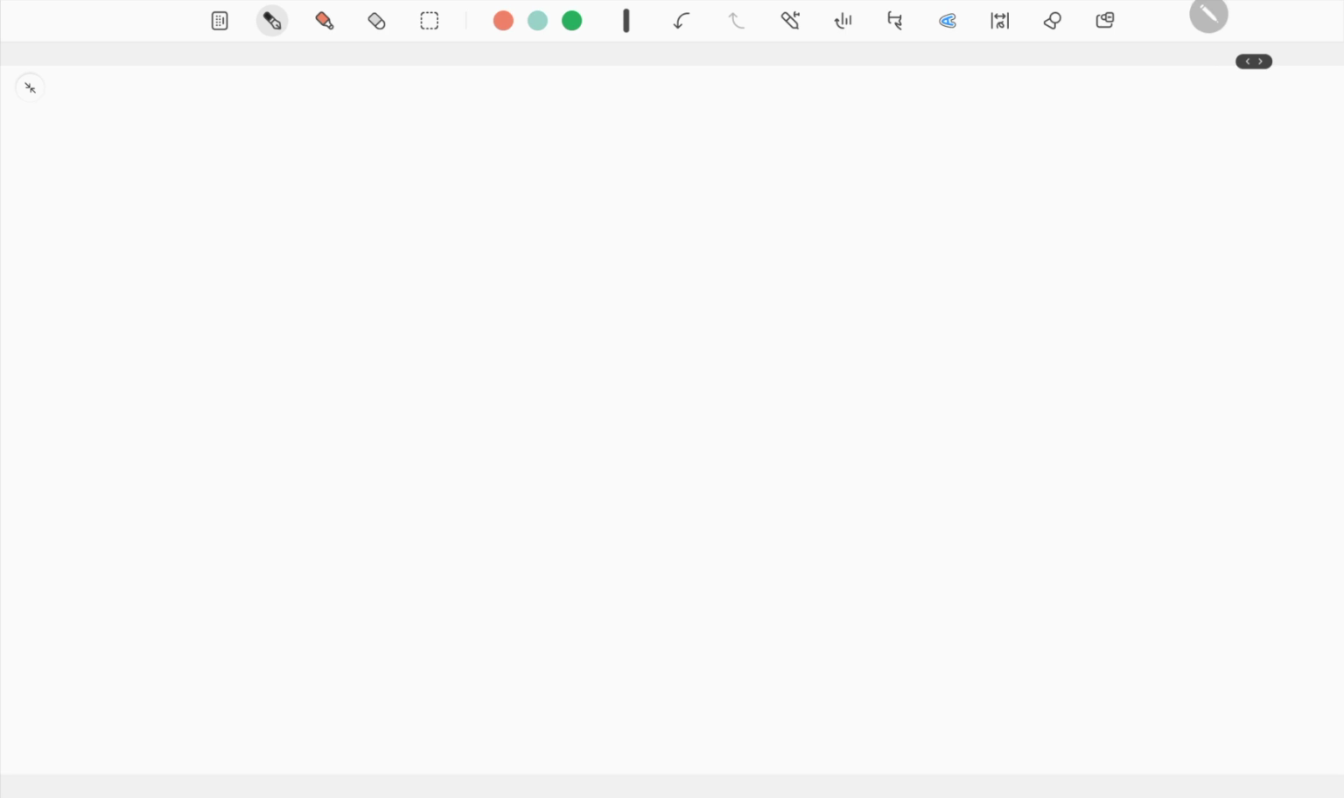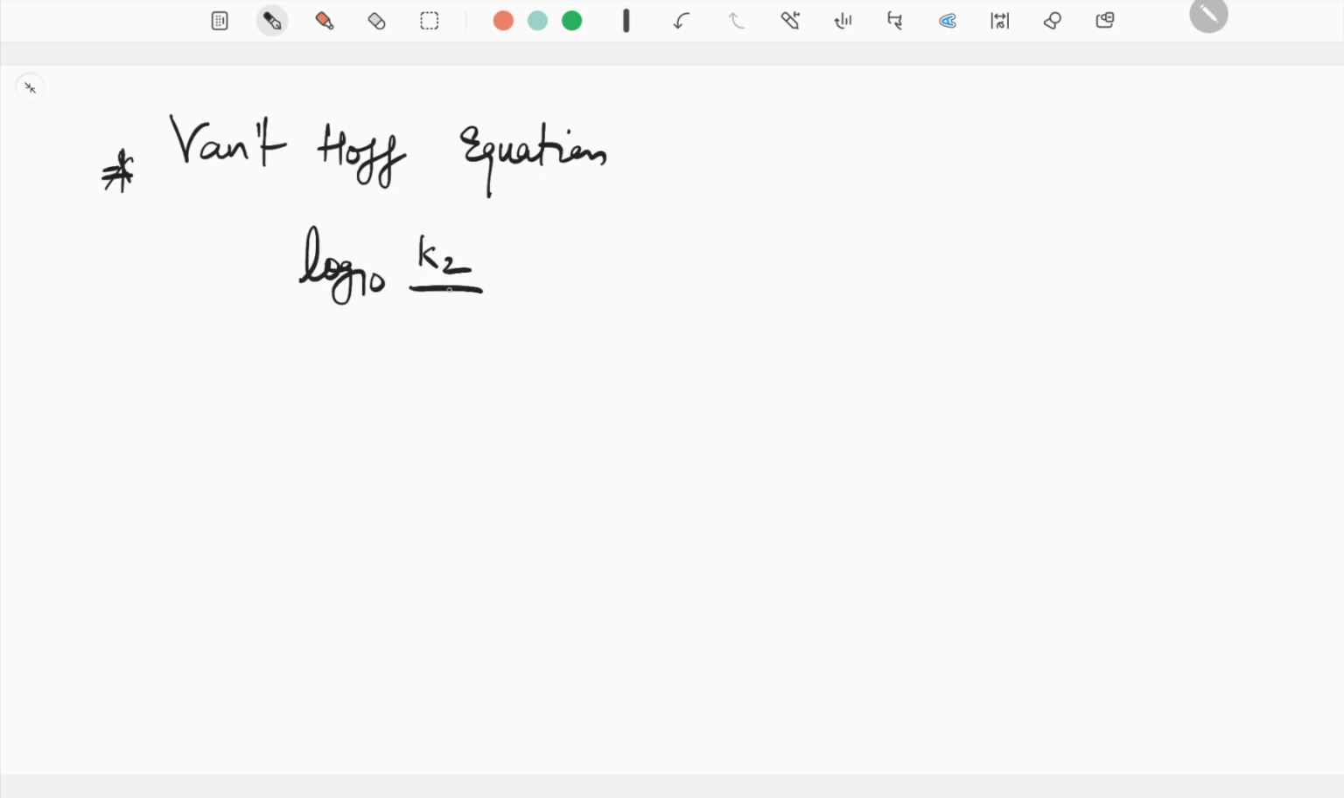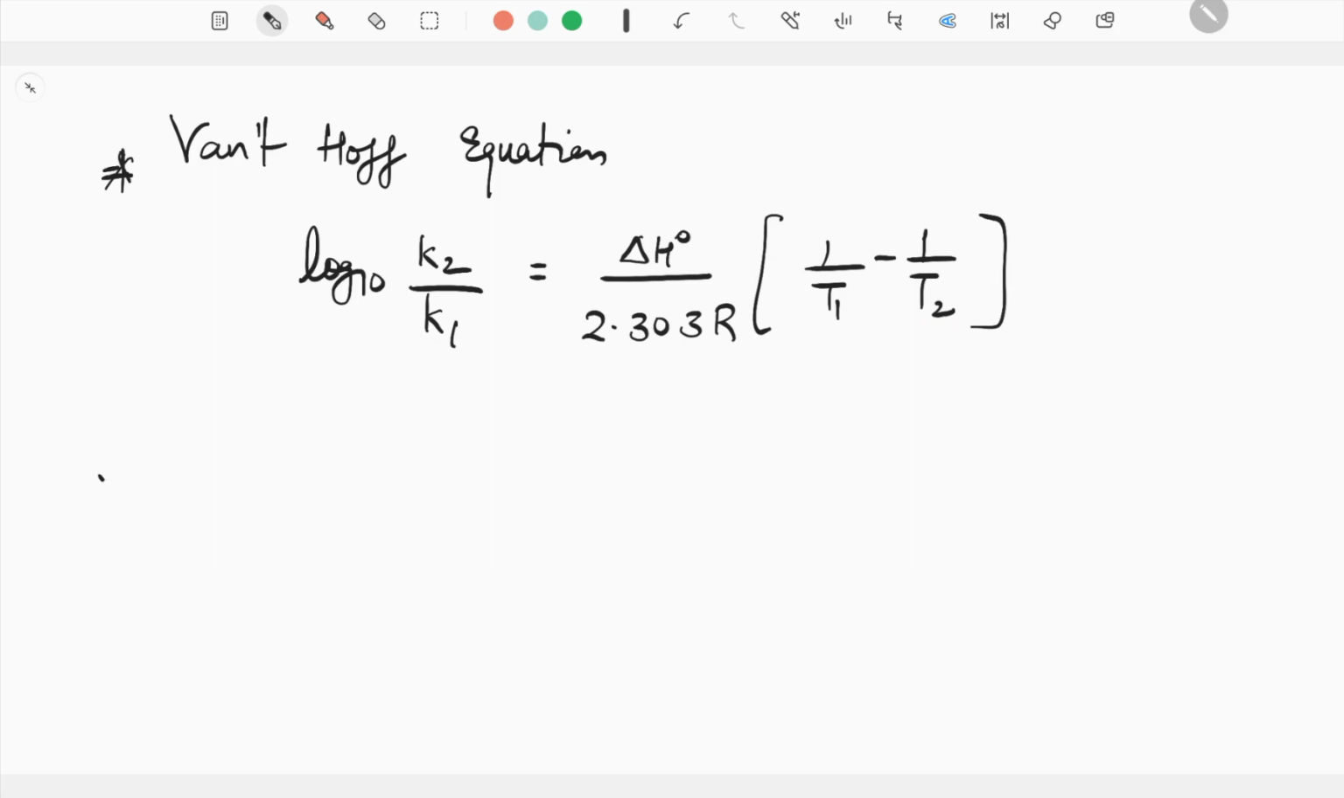And next is the Van't Hoff equation. So what is the Van't Hoff equation? Log10 K2 upon K1 is equal to delta H naught, that is the enthalpy change, upon 2.303 R. R is the universal gas constant, times (1 upon T1 minus 1 upon T2).